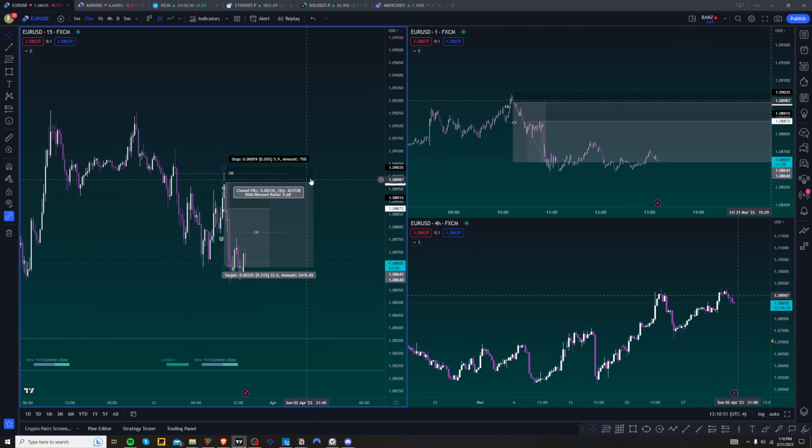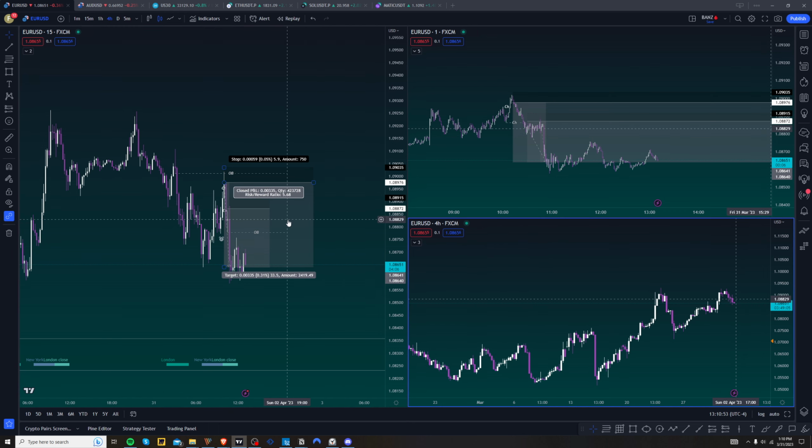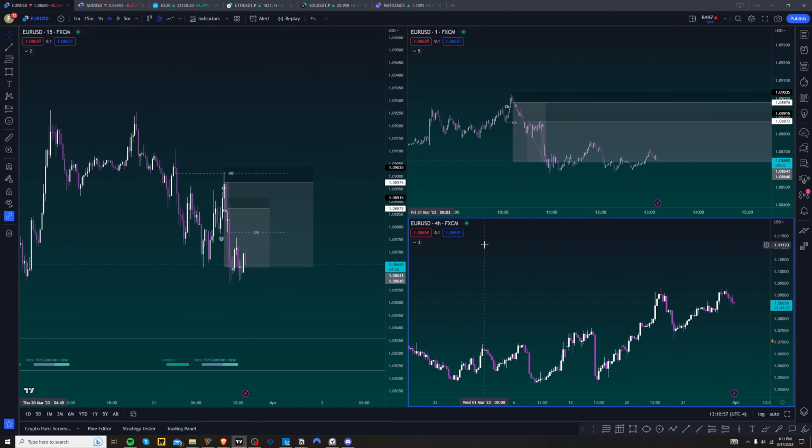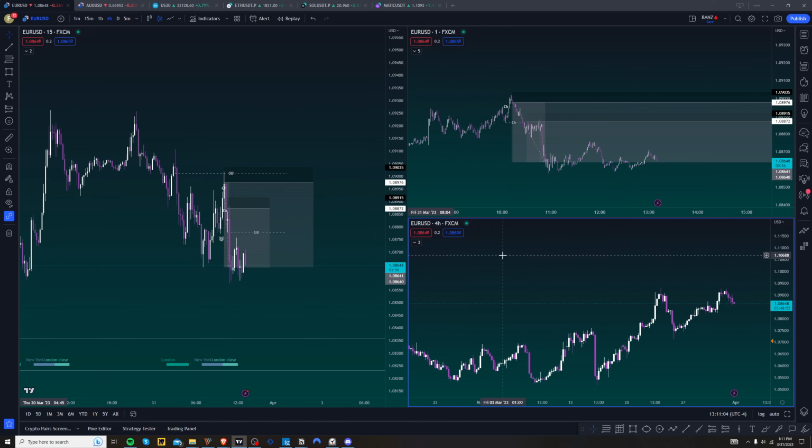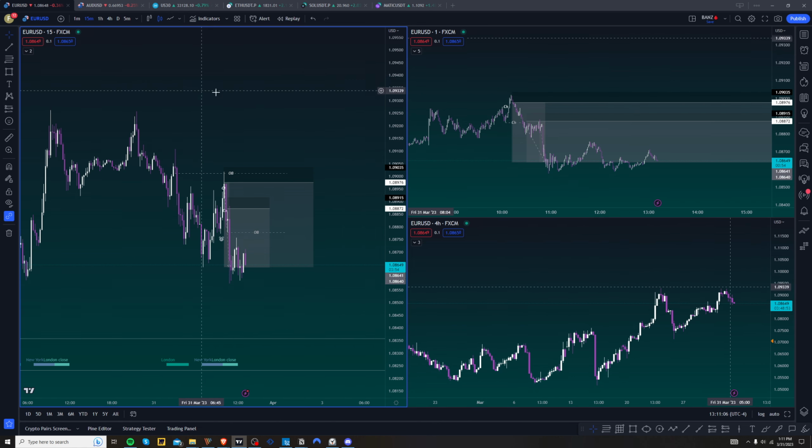So you see the trade right here. It has one main and then a scaling right here. But to clear up why there are three charts, that's just how I do things. I like to have the 4 hour up. I like to have the 15 minute and the 1 minute.